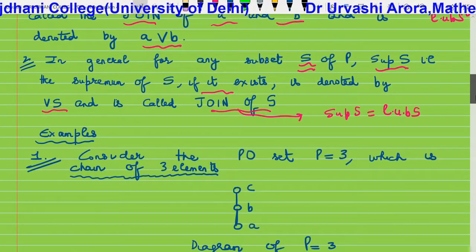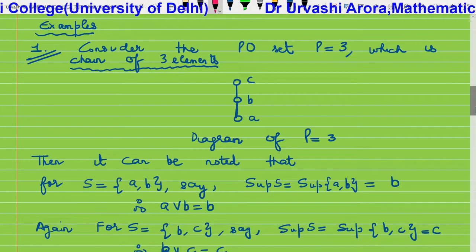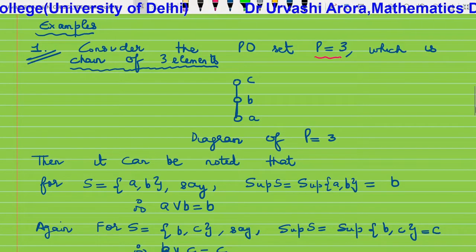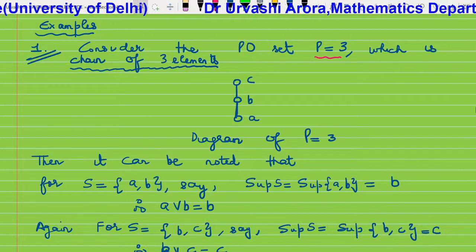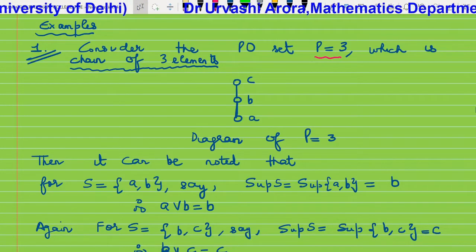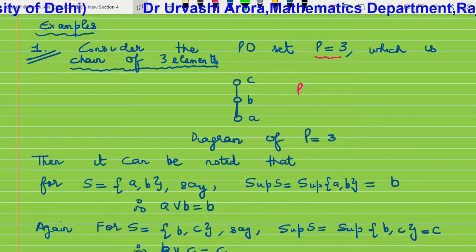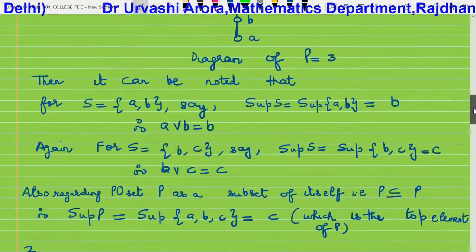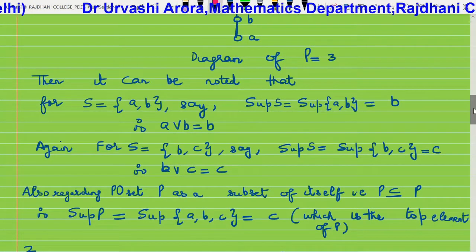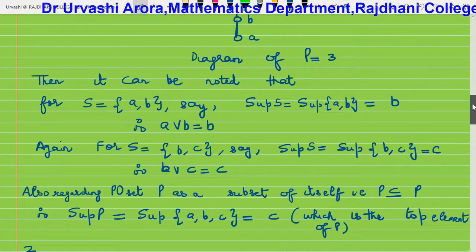Now coming to a few examples, if we consider a PO set P which is equal to 3, which is a chain of 3 elements, and let us give names to those 3 elements A, B and C. So this is the diagram of the PO set P, which is the chain of 3 elements. Then if we try to find out the supremum of some pair of elements, let's say I take elements A and B. Let me keep the diagram here.